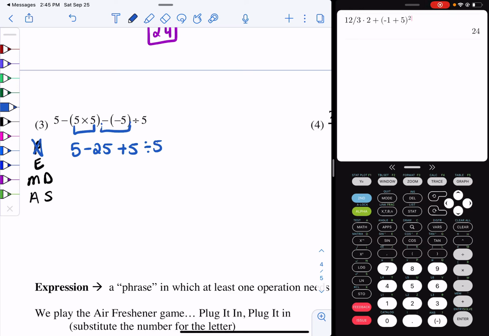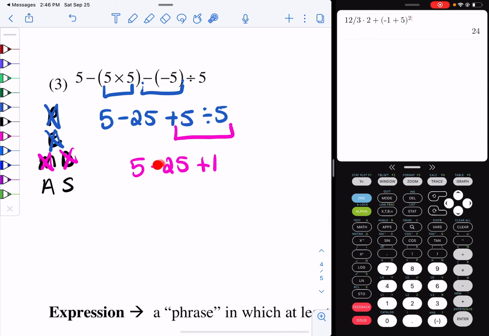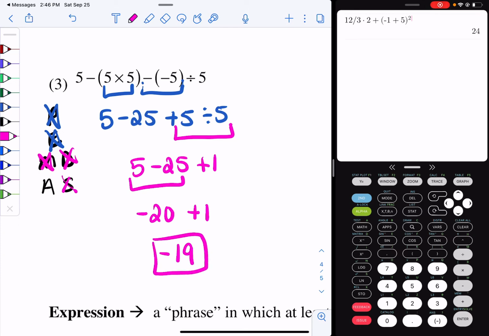Now, I have no exponents. Do I have a multiplication or division? And I have a division, so I'm going to be doing 5 divided by 5. So I have 5 minus 25. 5 divided by 5 is 1. So I have no more multiplication or division, but I do have an addition and subtraction. But remember, if I look, my subtraction comes first, so I'm actually going to do my subtraction first. So 5 minus 25 is -20, and now I do my plus 1. When I do -20 plus 1, I get -19, and that's my final answer.